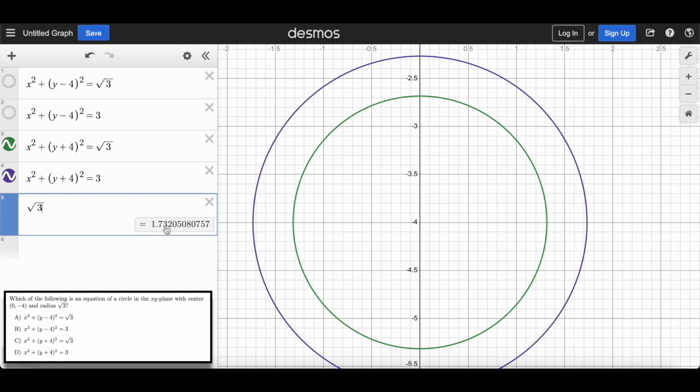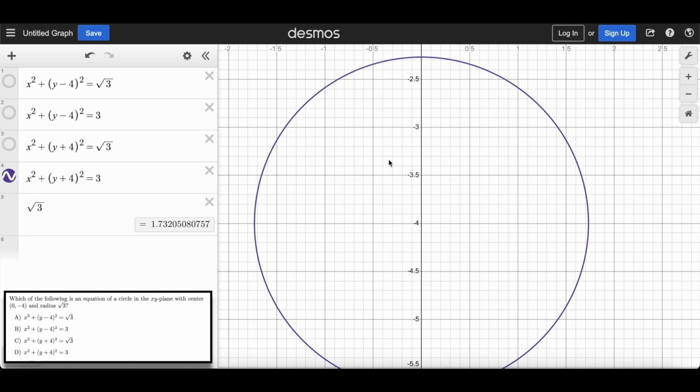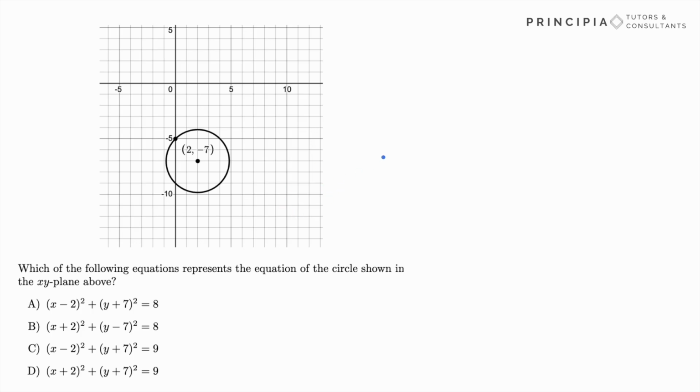And square root of 3 is around 1.7, so we're looking for a circle with a radius of around 1.7. Notice that in my graph, every big square is 0.5, so the radius of the green circle would be between 1 and 1.5, and the radius of the purple circle would be between 1.5 and 2, which means that I would choose D as my answer because we're looking for 1.7, which would make sense here. It would be 1, 1.5, and somewhere in between that would be around 1.7. So I would be comfortable with choosing D. Let's move on to the next question.